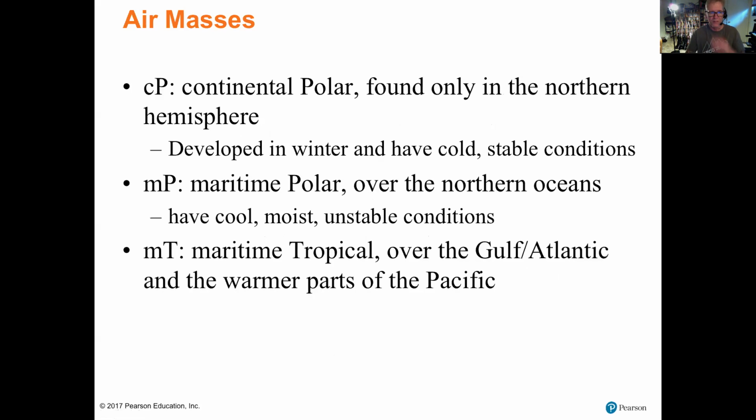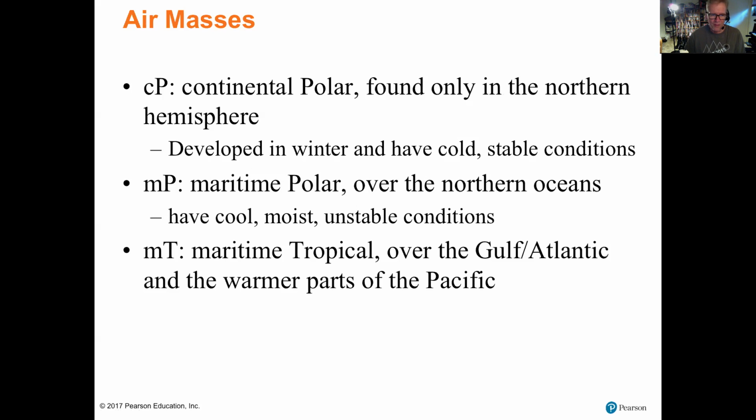of their source regions. Now, three types mostly influence the United States. The first one is what we call the CP, the continental polar. It's only in the northern hemisphere. It develops in the winter, and we have cold, stable conditions. We have two maritime polars, one on the east coast, one on the west. Maritime polars, meaning that they're cool and wet over the northern oceans, with cool, moist, unstable conditions.